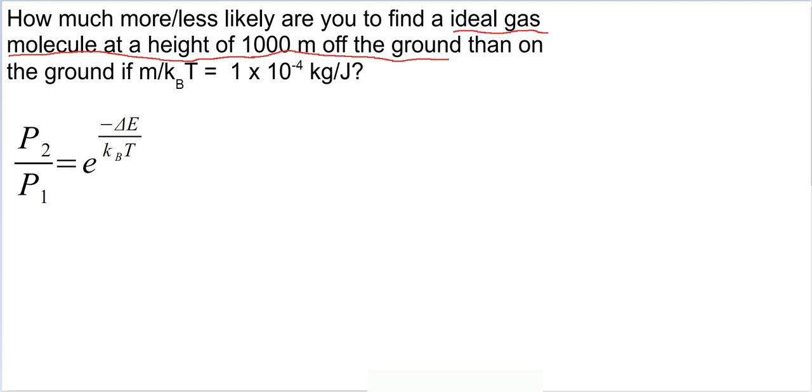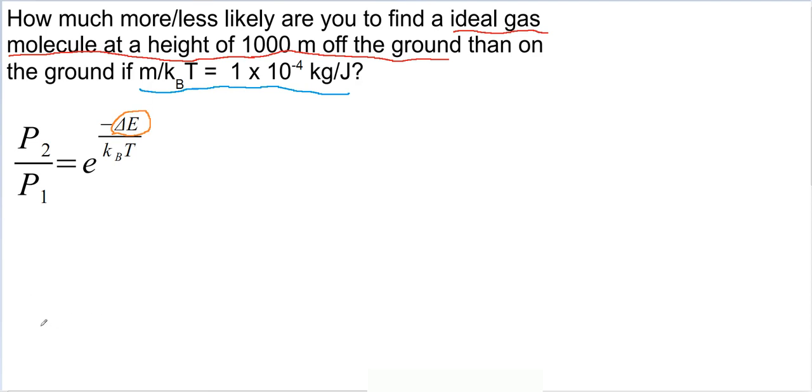Now, this actually does depend on the temperature that you're at. So for this problem, what you've been asked to do is how much more or less likely are you to find an ideal gas 1,000 meters off the ground than if you were on the ground? And here you're provided with a constant which deals with the mass and the Boltzmann constant multiplied by the temperature. Now, to do so, what we need to do here is we need to look at the energies. All of these relative probabilities are determined by examining the difference in energy between our two systems.